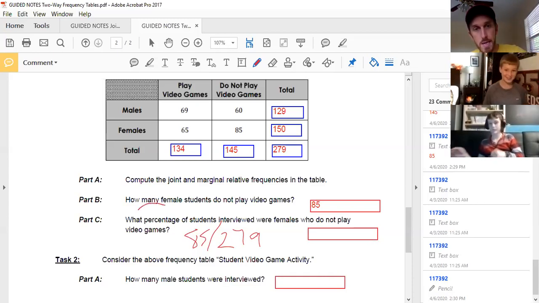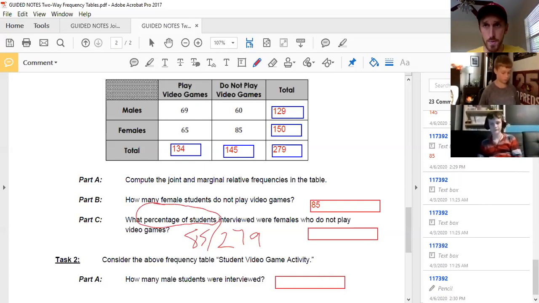So this is percentage of students. I'm doing close reading right now, okay? This is the percentage of the students. What kind of students? Any student. If it said what percentage of the females, then I would do a different number. If it was what percentage of the people who don't play video games are female, that's a different story. But this is what percentage of students. So all the students, we know the total number is 279. So what is 85 divided by 279?